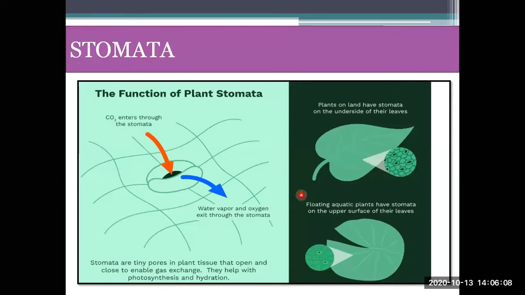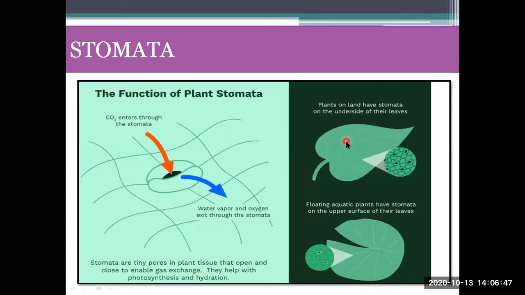Normally the stomata are present at the downside. In terrestrial plants, the stomata are present at the lower layer of the leaf, whereas in aquatic plants they are present at the upper surface. As correctly said, the function of the stomata is the exchange of gases. Carbon dioxide intake and expulsion of oxygen take place through this stomata. All these stomata are present in the epidermis, the dermal tissue system.